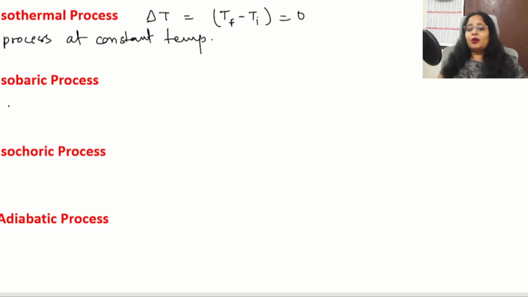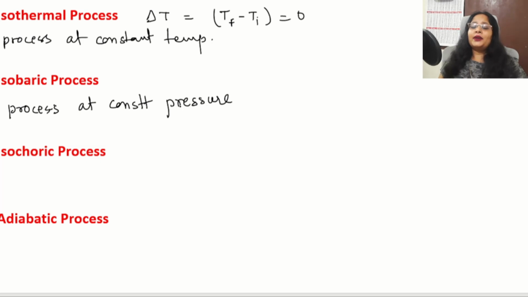Isobaric process. Now bar is the unit of pressure. From there we can get the hint. Iso means same and pressure. So here the process which occurs at constant pressure is known as isobaric process, and here delta P will be 0. It means difference in pressure will be 0.